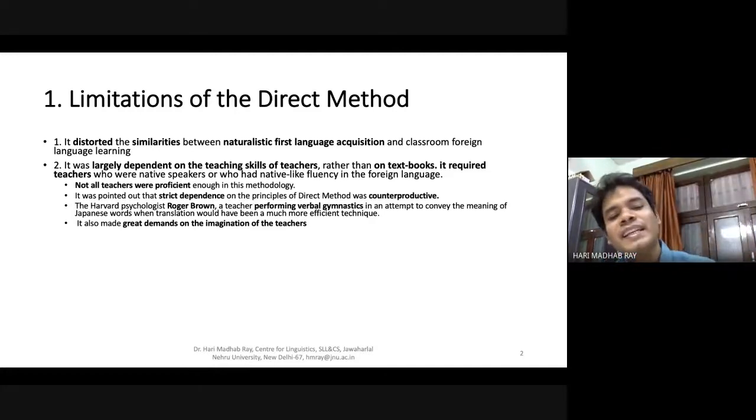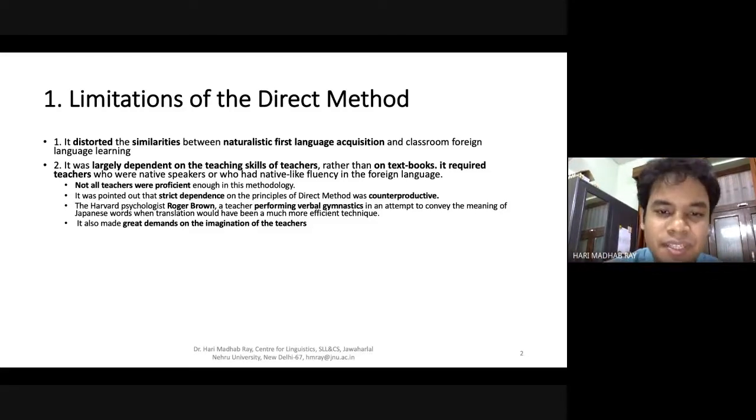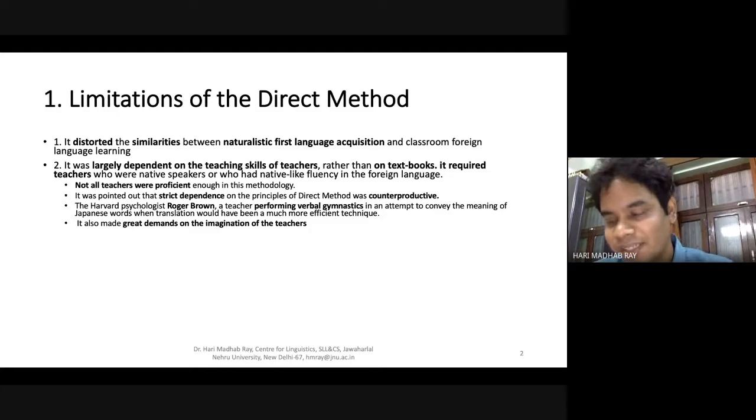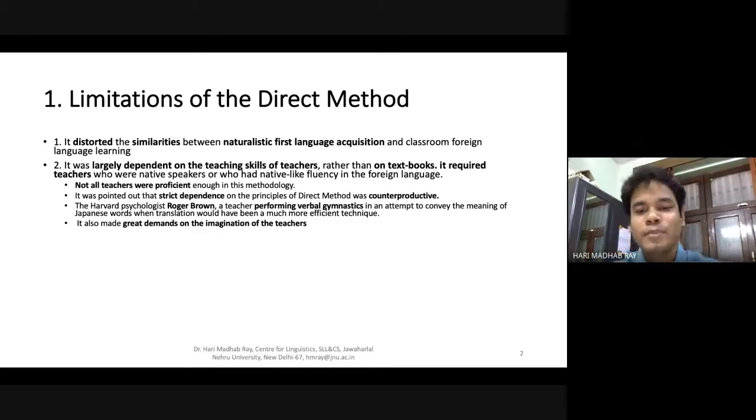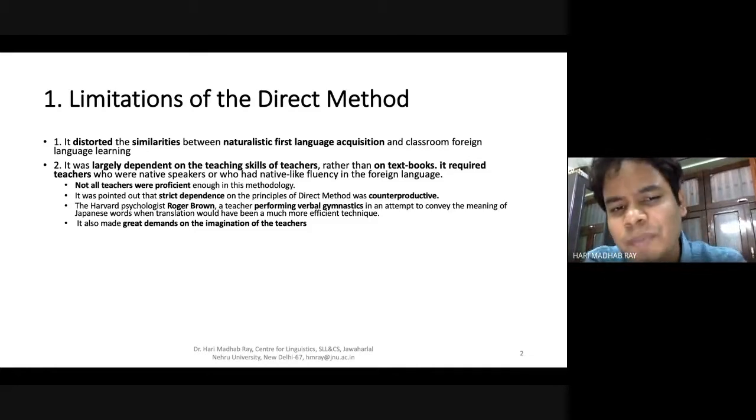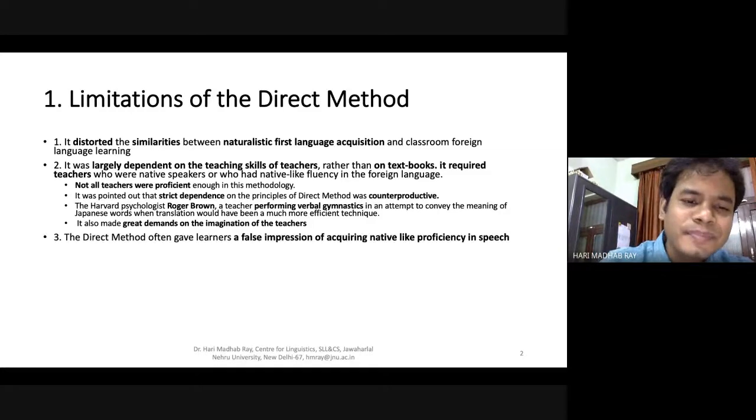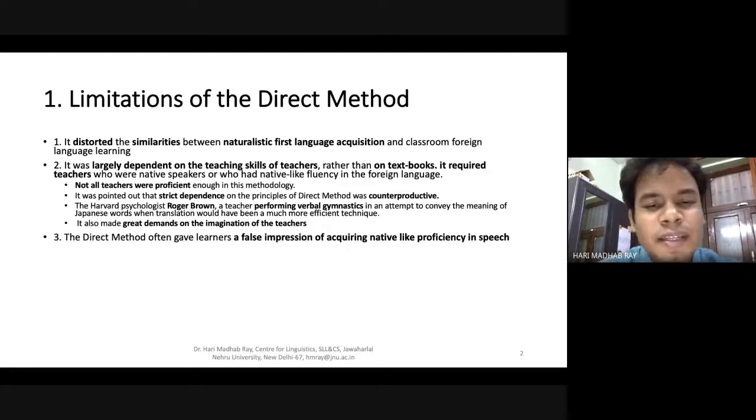And it also made great demands on the imagination of the teachers. And if the teacher himself is not visionary, not imaginative, not doing his lesson plan, what is going to happen to the students? You can understand that. So we have, let's say, good teachers and bad teachers, and in the same way good students and bad students. You can grade teachers as well. So if the teacher is bad, the whole thing will be affected. And so the direct method often gave learners a false impression of acquiring native-like proficiency in speech.